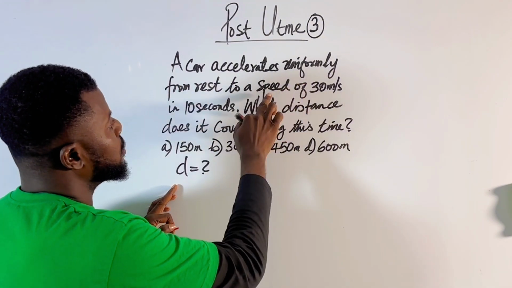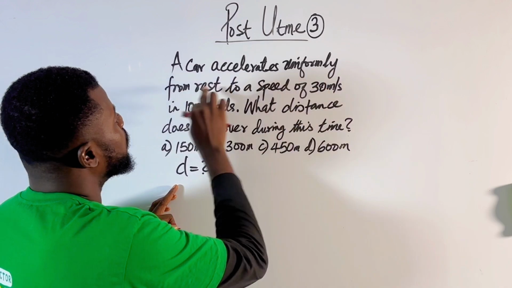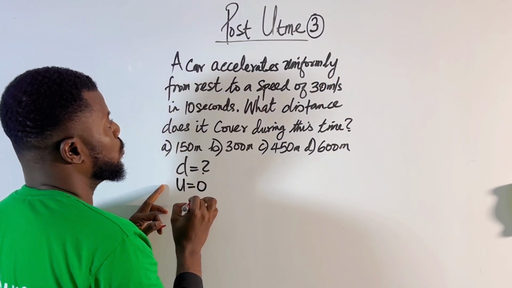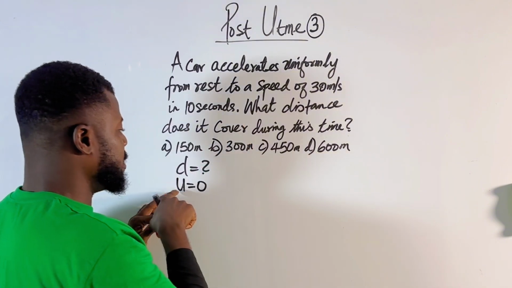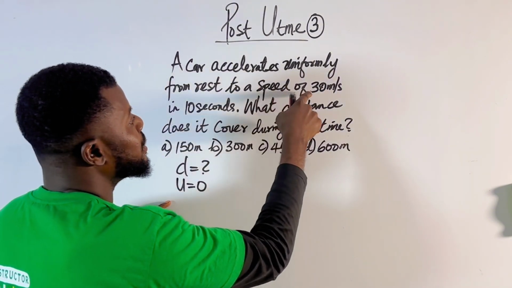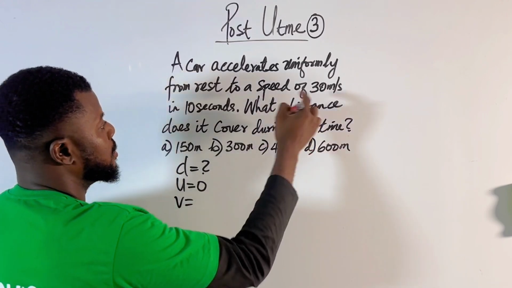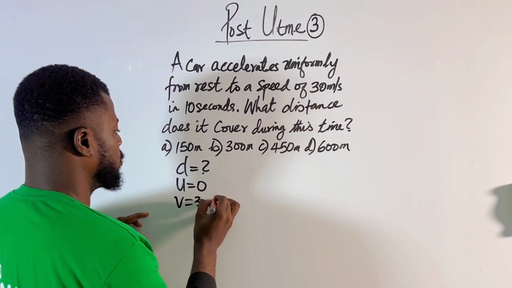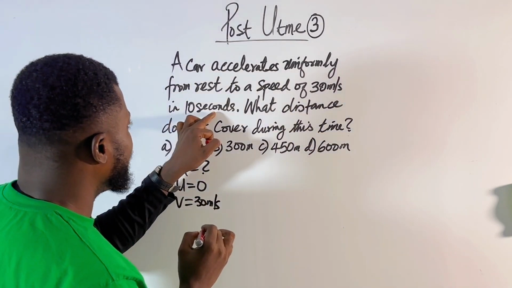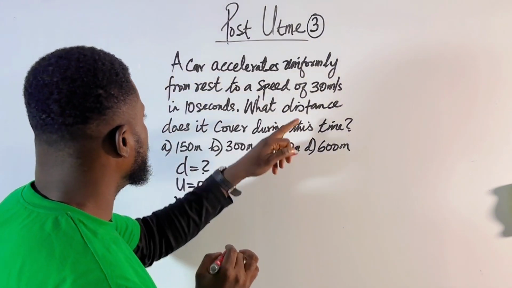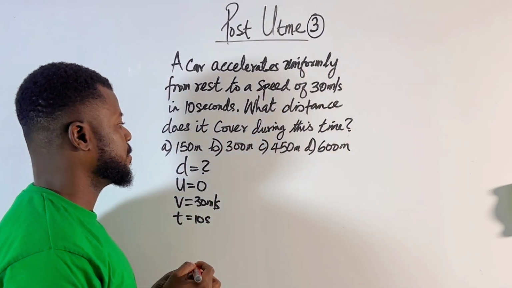If you read through the question, you see say they say a car accelerates uniformly from rest. That means initial velocity, they no give us, na 0. Final speed, now be this one. If you use V as your final speed, 30 meters per second, in 10 seconds, so they give you time as 10 seconds. What is the distance covered? Now the distance we define.